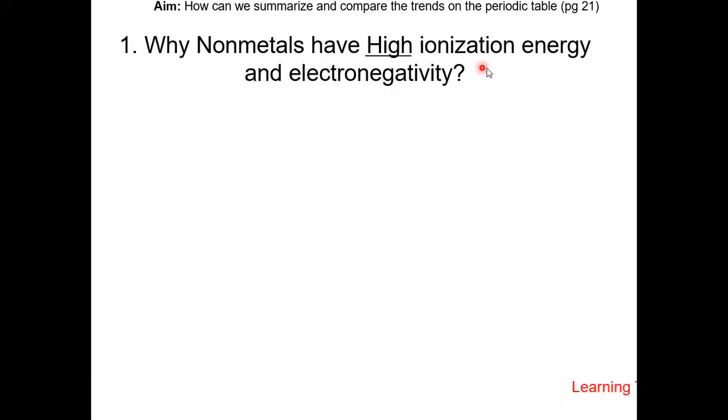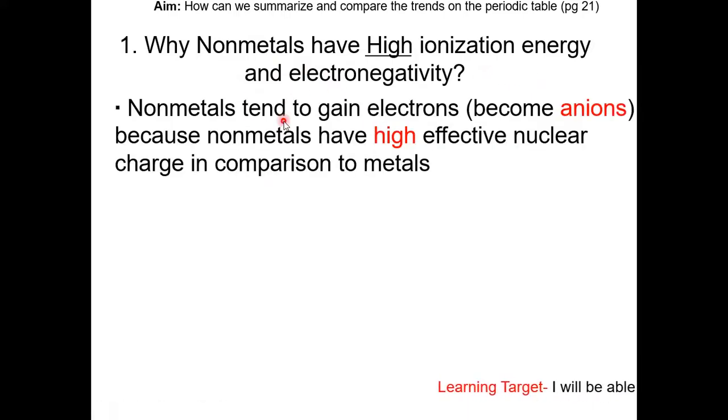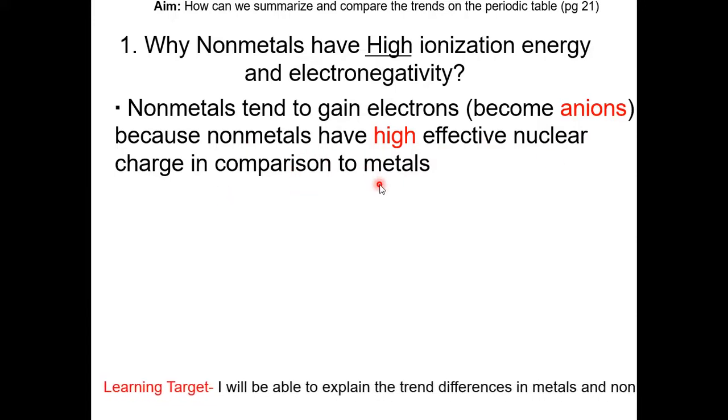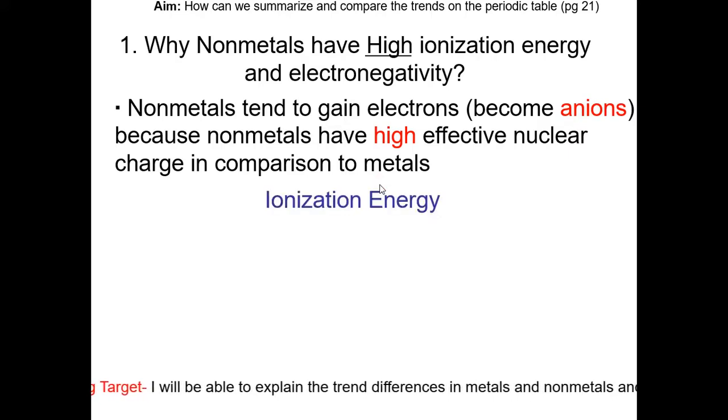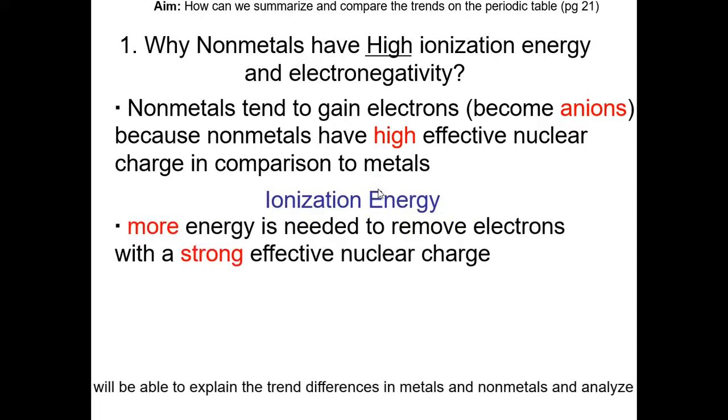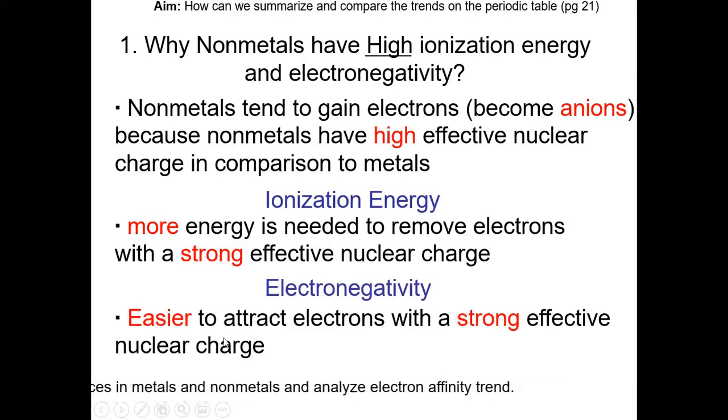Why do nonmetals have high ionization energy and electronegativity? You should know by now that nonmetals tend to gain electrons and become anions. This is because nonmetals have high effective nuclear charge in comparison to metals. It is easier to attract electrons when you have a strong nucleus. So for ionization energy, with a strong nucleus, it's going to hold on to electrons much tighter, so more energy is needed to remove those electrons. And with a strong nucleus, it's much easier to attract electrons within a chemical bond.